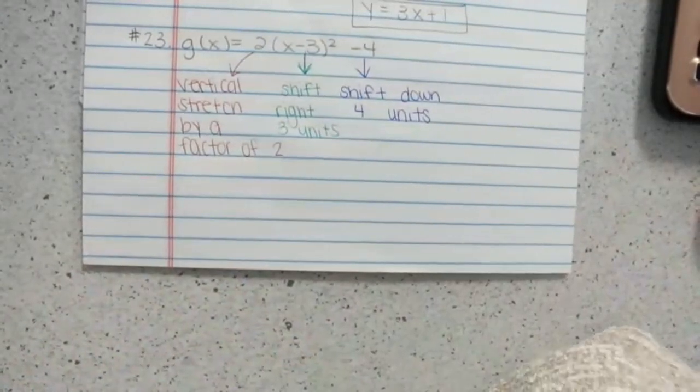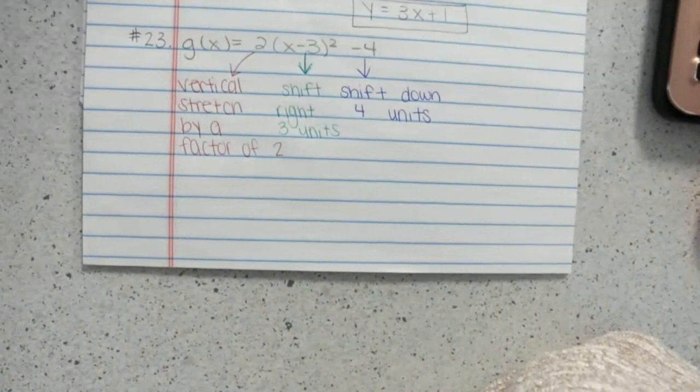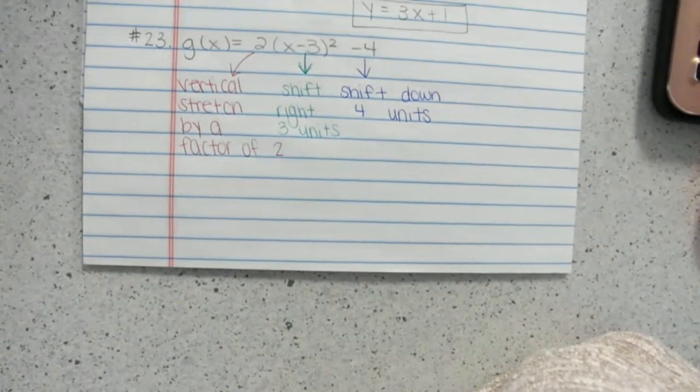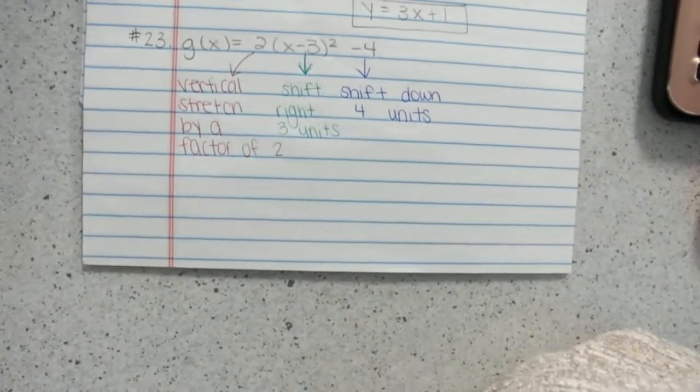So that's all that's happening to our x squared. So 2 is going to be a vertical stretch by 2. The minus 3 is shifting it right 3, and then the negative 4 is shifting it down 4. And if you get confused, especially with the left, right, up, down things, when you graph it on your calculator too, you can see, is it going up or down, or is it going left or right?